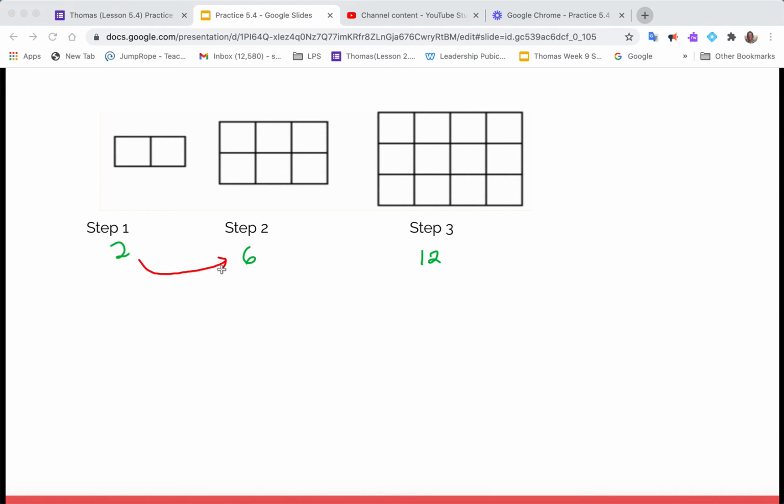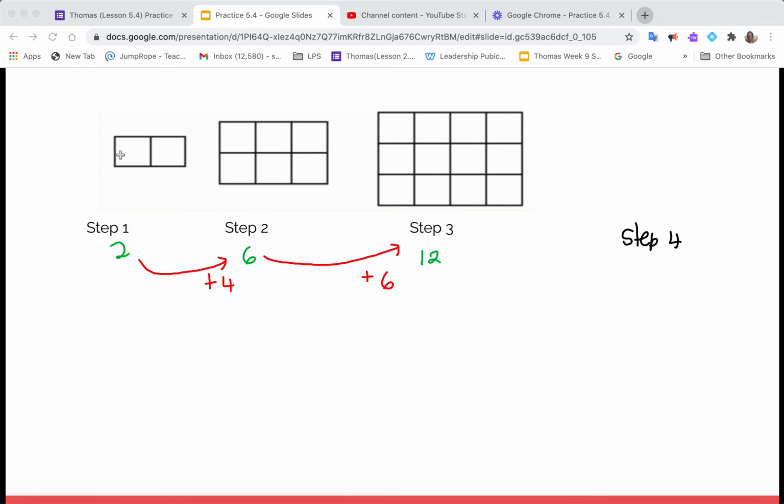So from 2 to 6, that's a plus 4. From 6 to 12, that is plus 6. And I'm just going to go ahead and draw step 4. And based on my observation of the pattern itself, here is what I noticed.